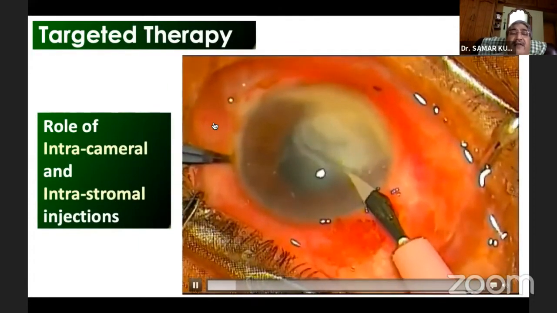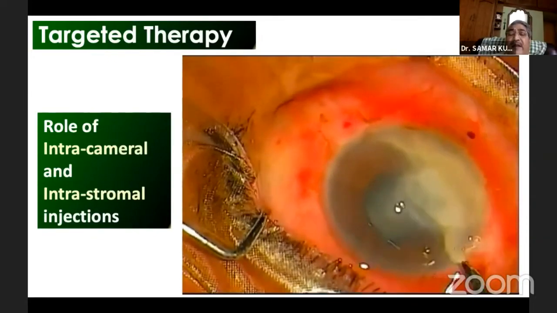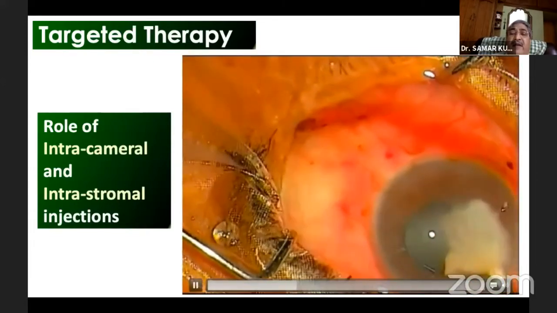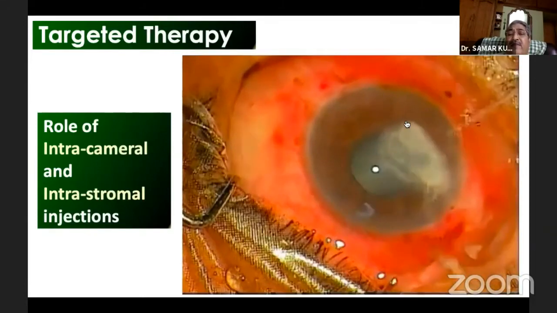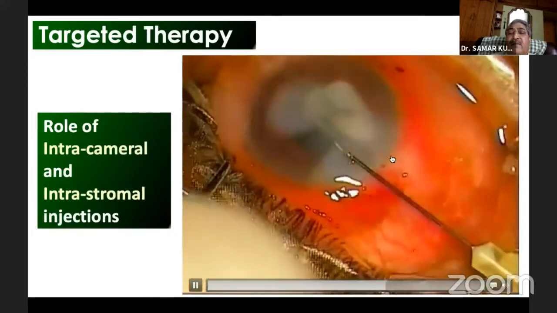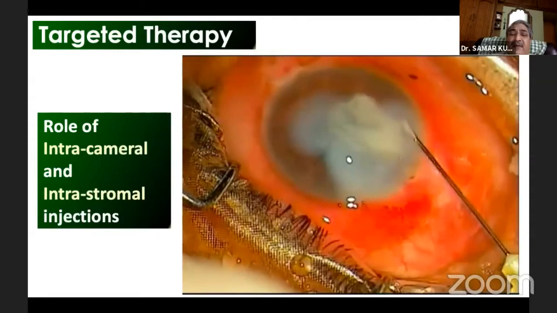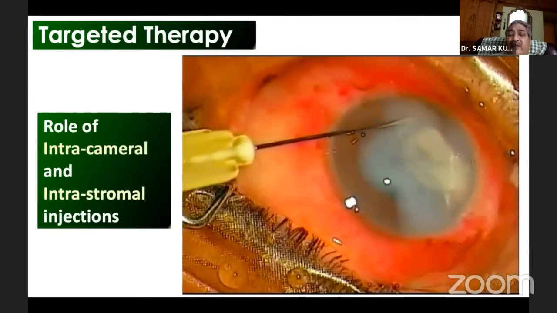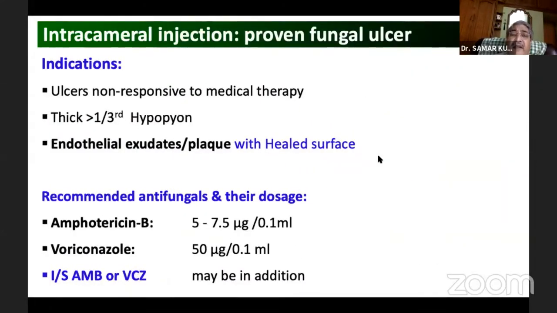Targeted therapy is also available, like intracameral and intrastromal. We can give targeted therapy, and first you have to remove the hypopyon, then give intrastromal injections around the ulcer, from all directions so that it surrounds the ulcer. Then there are indications like deeper ulcer and endothelial plaque, and there are fixed doses.